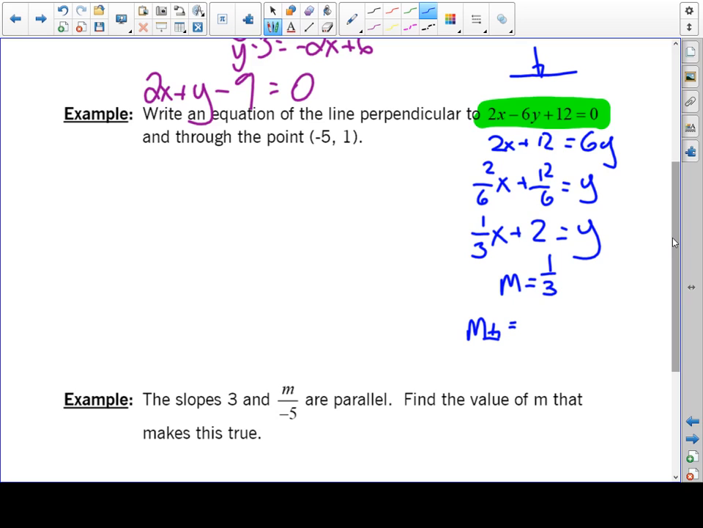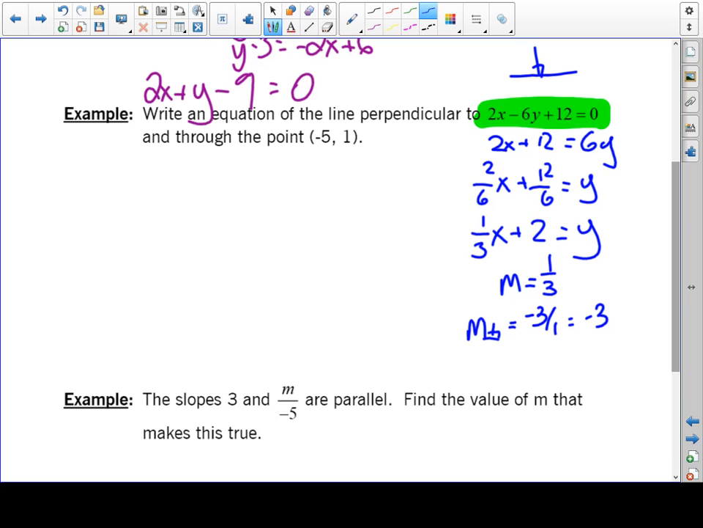The perpendicular slope to 1/3 would be what? What would be perpendicular to 1/3? Giddy up, it's negative 3 over 1. Now anything over 1 is just itself. So we can just rewrite that as just negative 3 and we're all good. So the slope that we want in our question is negative 3. It just means that it's perpendicular.